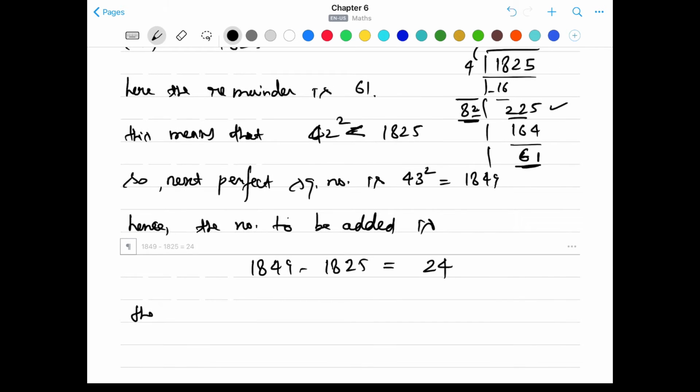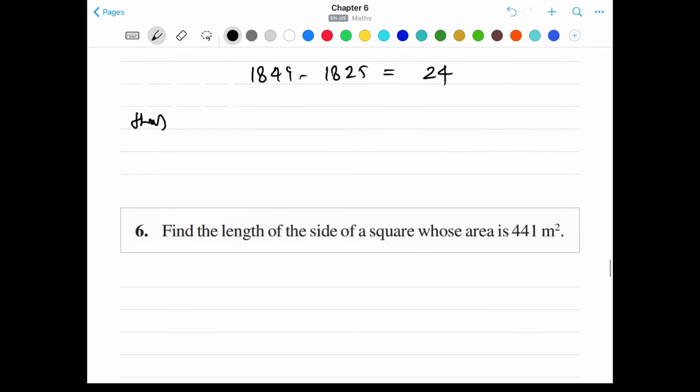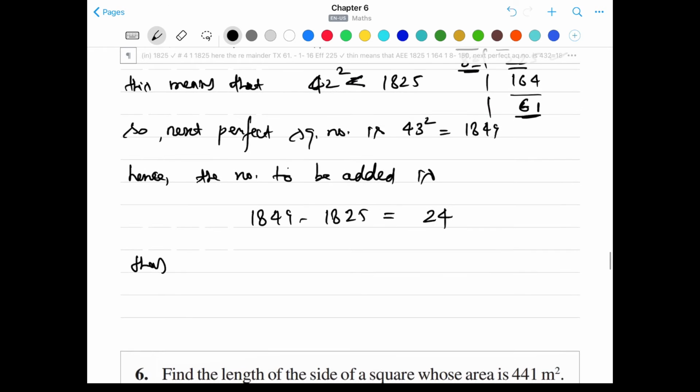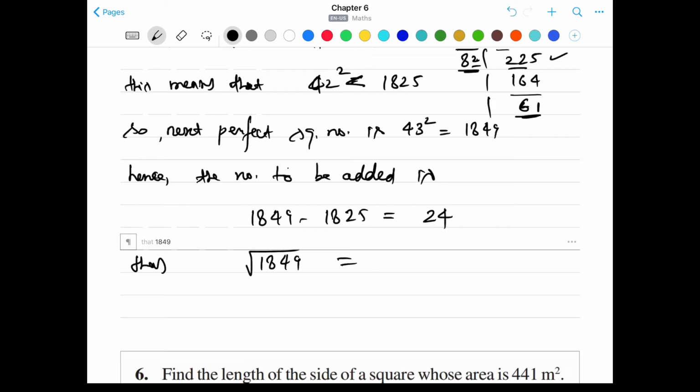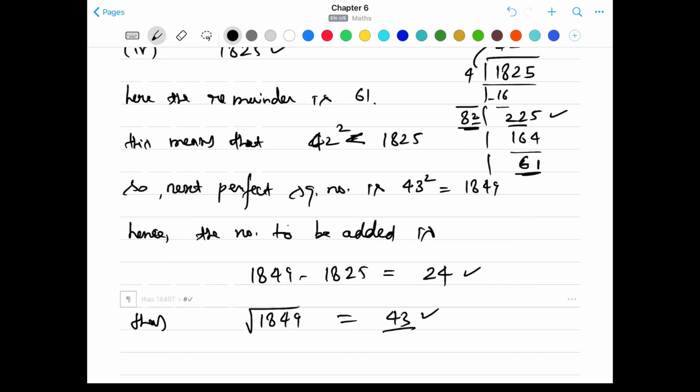Okay, thus we have to add this 24 to the given number to make it a perfect square number. So that will be 1849, and the square root of this number is 43. Okay, so the number that needs to be added is 24, and when you add that 24 to the given number, it will become the square of number 43, and that's what you're asked here.